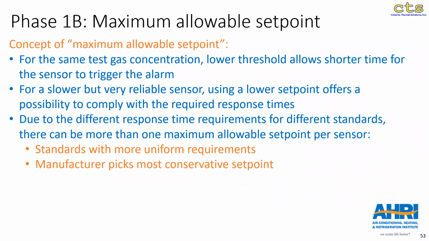So let me talk a little bit about the concept of this maximum allowable set point. What does it mean? It means that for the same test gas concentration, it depends on the set point or the threshold here. Depending on how you choose the set point, you will have a longer or shorter time for the sensor to trigger the alarm. So that means if you have a slow but maybe very reliable sensor, reliable meaning that you don't have any false alarms, any wrong trips, you can make use of that, even if the sensor is a little bit slow, to use a lower set point, and that way you can still comply with required response times.